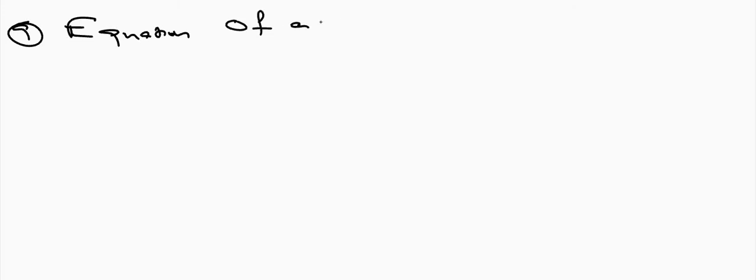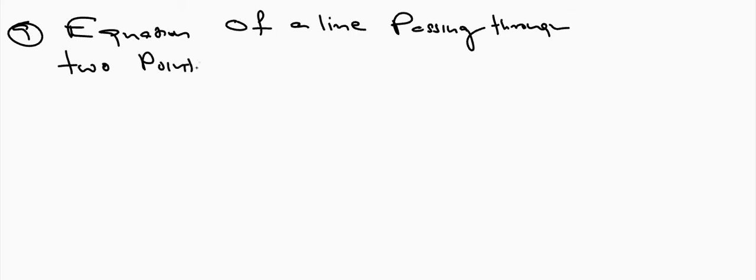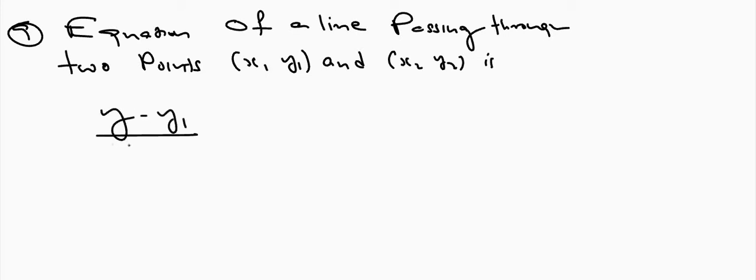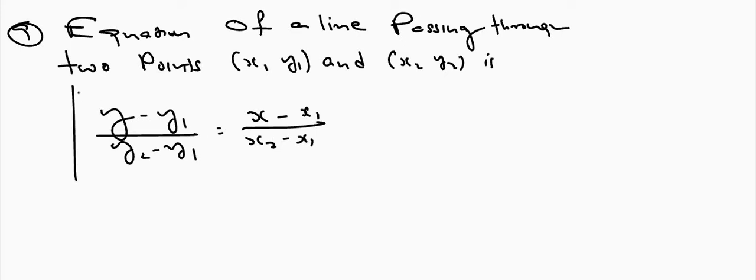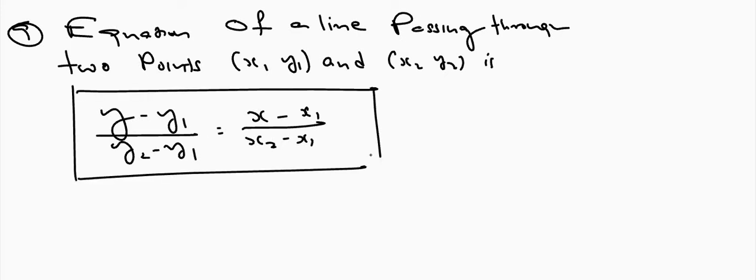Equation of a line passing through two points x1, y1 and x2, y2 is given by (y minus y1)/(y2 minus y1) equal to (x minus x1)/(x2 minus x1). This is the equation of the line passing through two points x1, y1 and x2, y2.